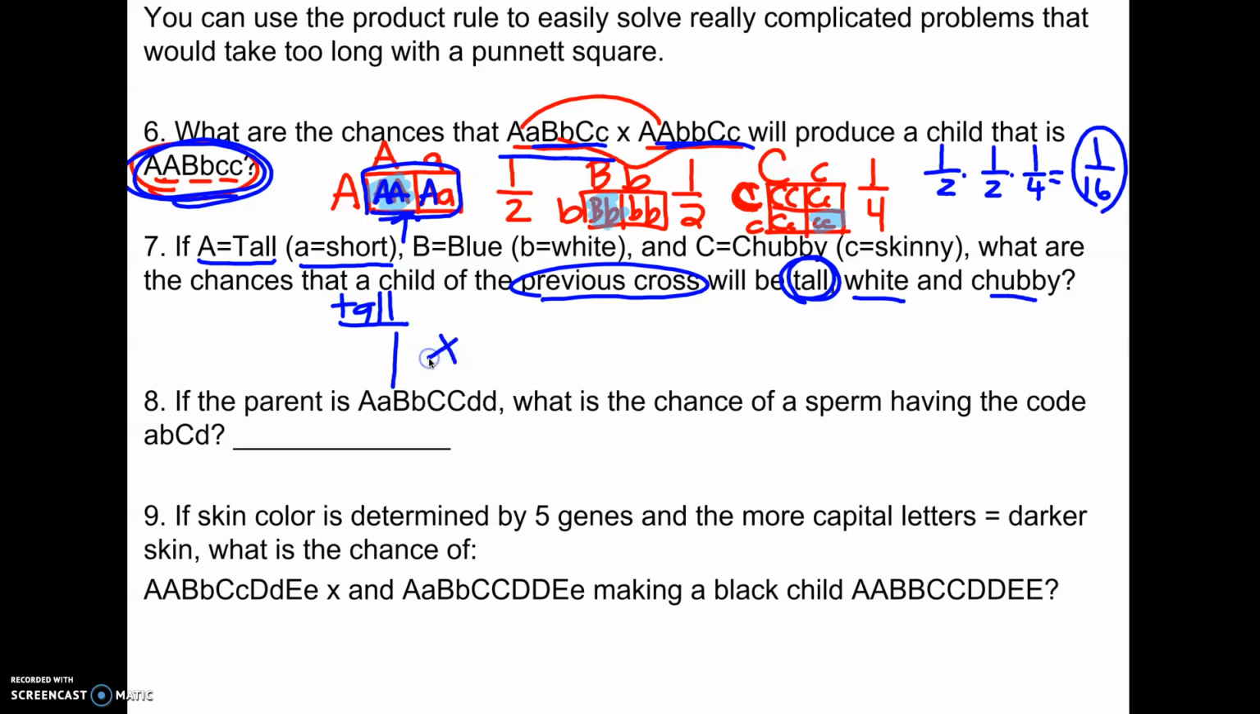Next, we want the chances of white. So it says here, blue is dominant, white is recessive. So go back up here. This one would be blue, this one would be white. So it's a 1 out of 2 chance of white.